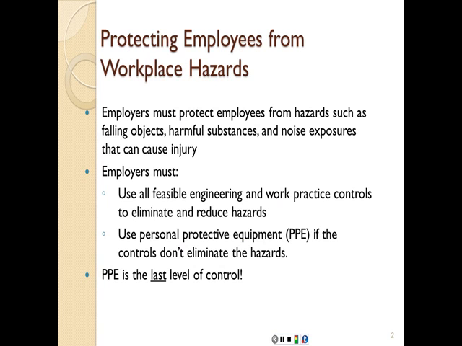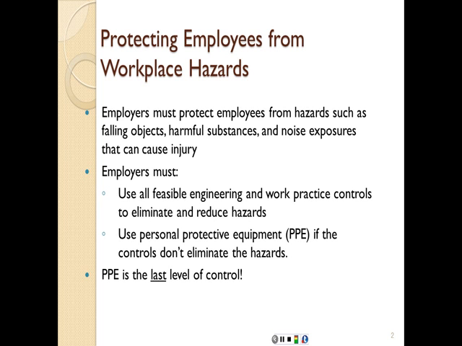Employers must protect employees from hazards such as falling objects, harmful substances, and noise exposures that can cause injury. The different methods to do that is, first of all, use all feasible engineering and work practice controls to eliminate and reduce hazards. So we're going to redesign our process, the operation itself, trying to see if it can be done in a different way that's going to be less hazardous to the employees.